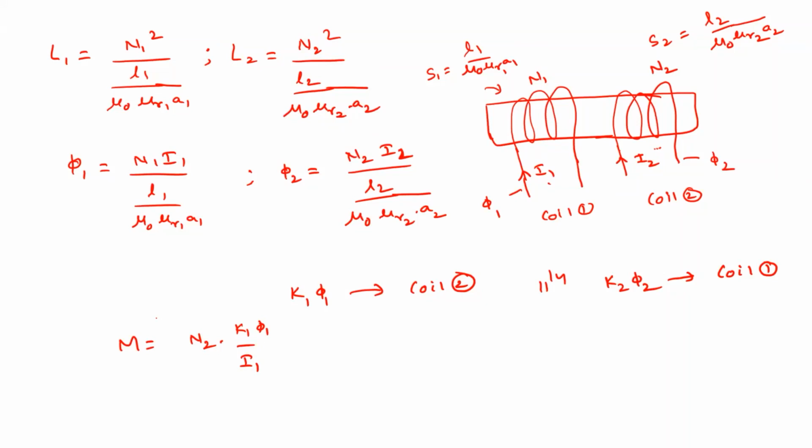This mutual inductance is common to both, so with this you can also define M with respect to coil 2: M equals N1 into K2 phi2 by I2. Agree?